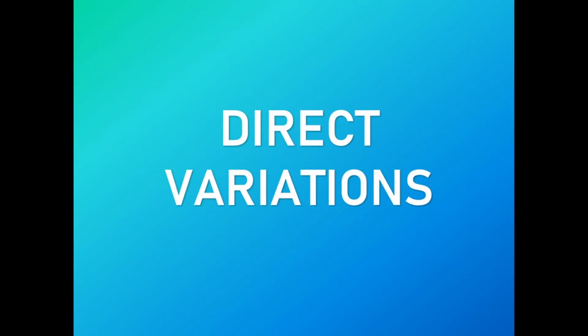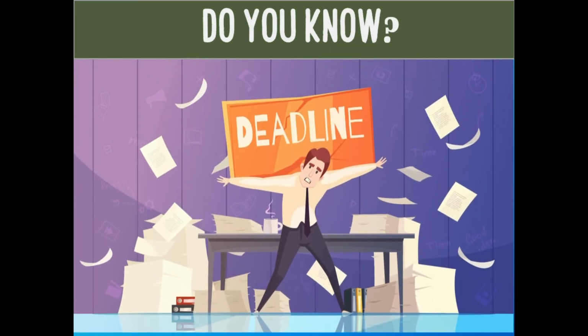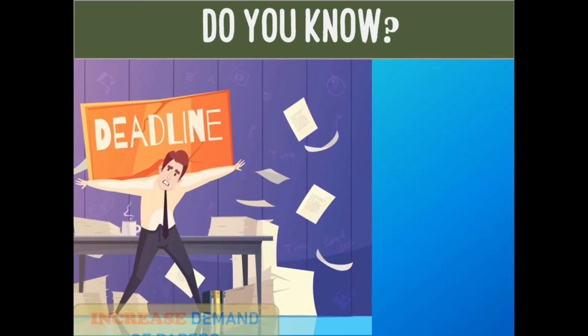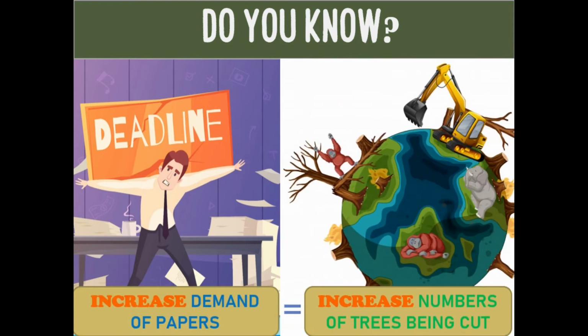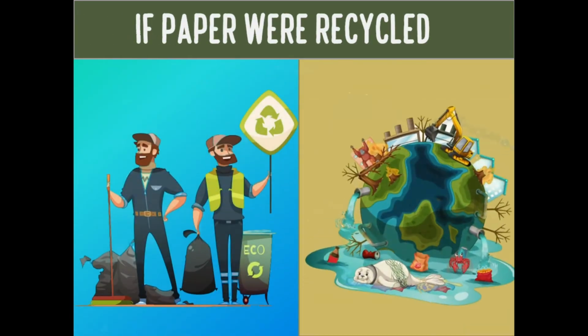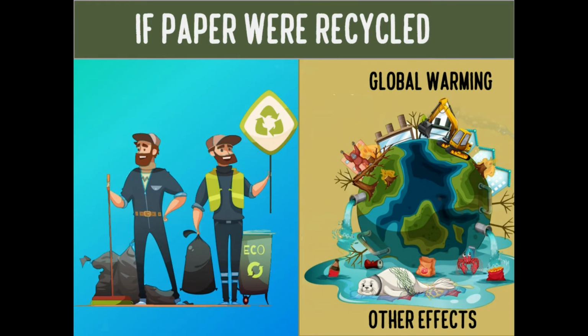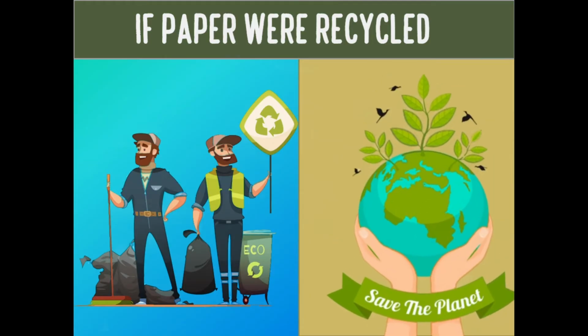Before that, let's go back to our example about papers. Do you know that an increased demand of paper contributes to the increased numbers of trees being cut? I know that you will agree on this. If paper were recycled regularly, then global warming and other harmful effects of waste can be prevented or decreased, and thus we will have a greener and healthier planet.